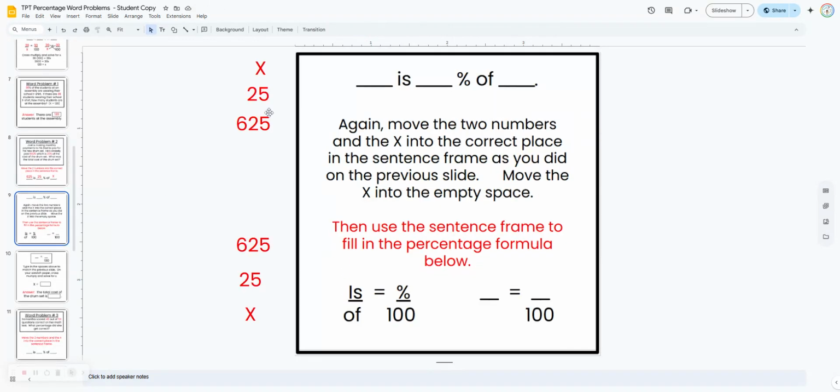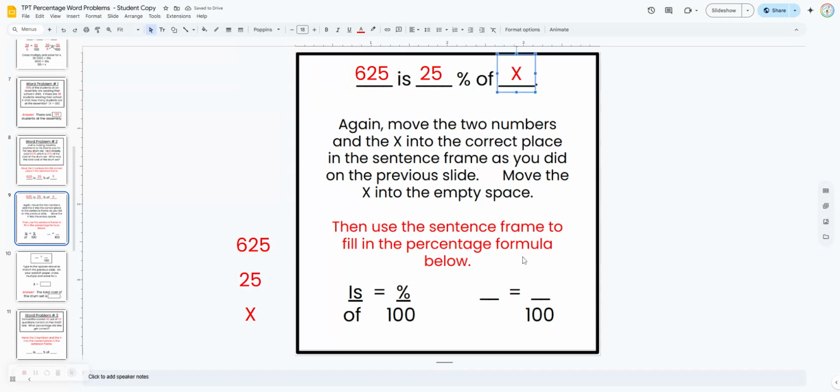625 is, whoops, that's 25%. 625, and again, we're going to just click and hold on the edge, and you can move that into place. Is 25% of, we don't know. We want to know the total cost. So we're going to place our variable there.